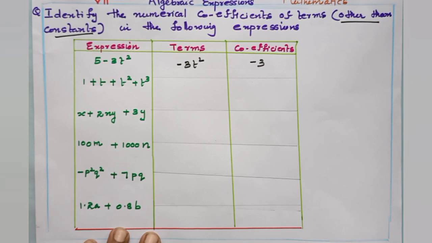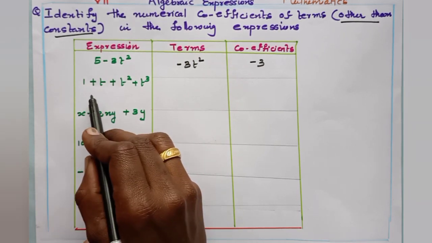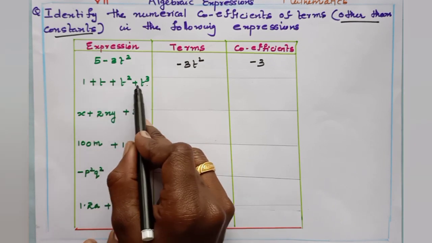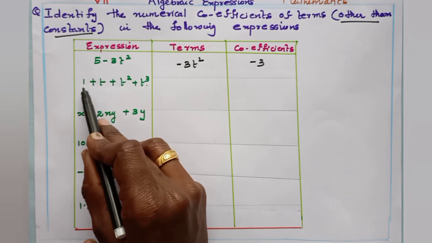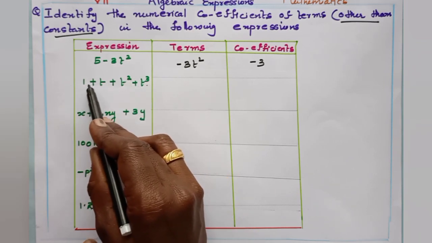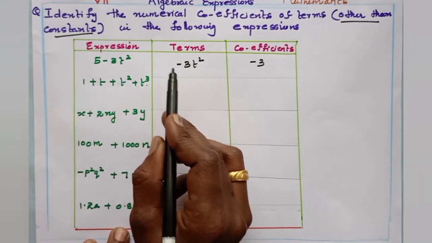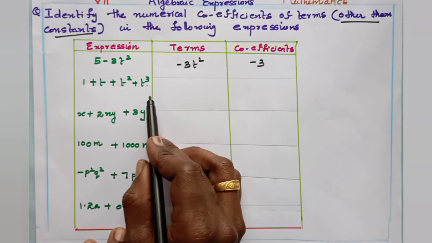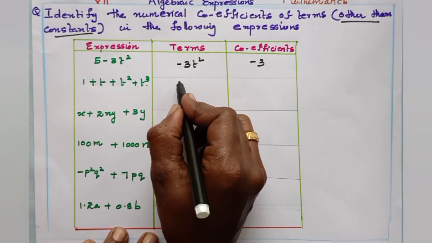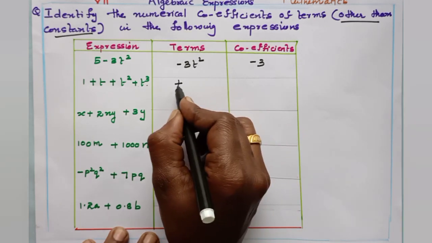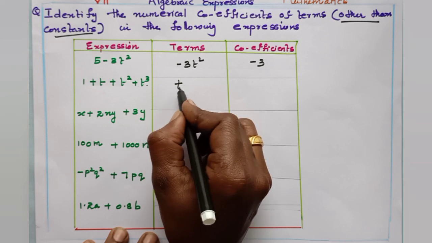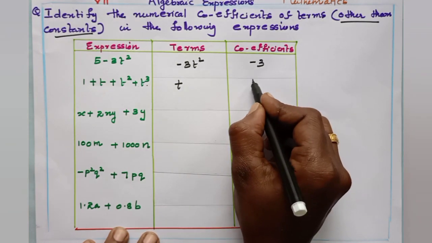Second question, listen. 1 plus t plus t square plus t cube. How many terms here? Yes, 4 terms: 1, 2, 3, 4. The first term 1 is the constant term, so no need to write it here. We want the numerical coefficients other than the constant. The second term is t. The numerical coefficient of t is 1, because 1 into t is t. So the numerical coefficient is 1.